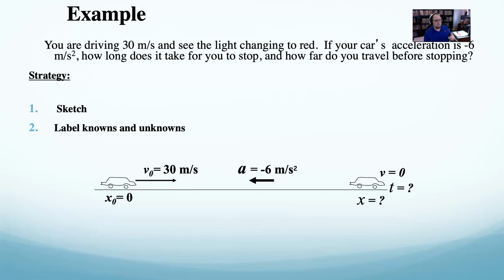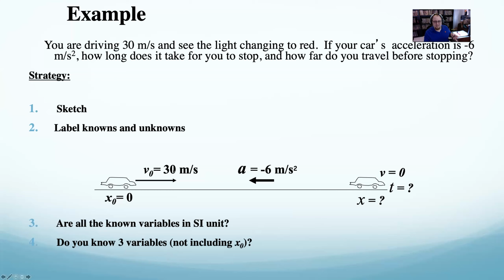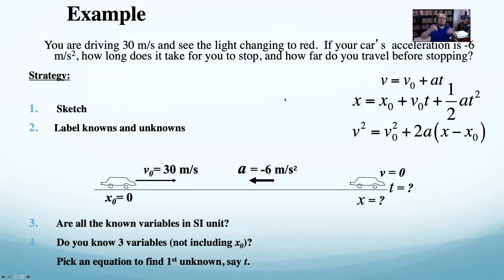Okay. Now I should check that everything's in SI units, but it is. And I got the 3 variables, not counting x naught. I got v naught, a, and v. So now I just got to find equations. I'm going to pull up all the equations. I got these 3 equations. This is how you're always going to solve kinematics equations. Put these 3 equations in front of you and start matching.